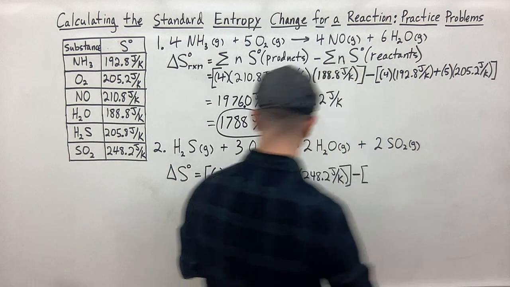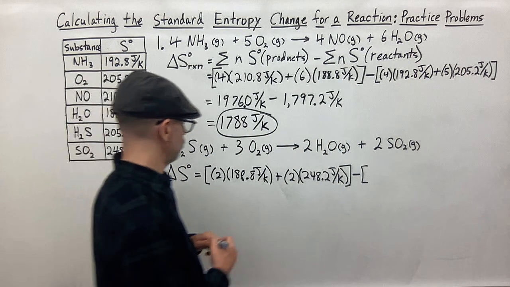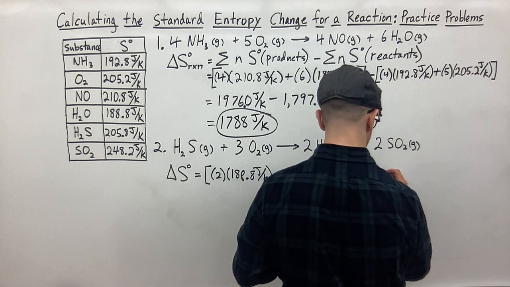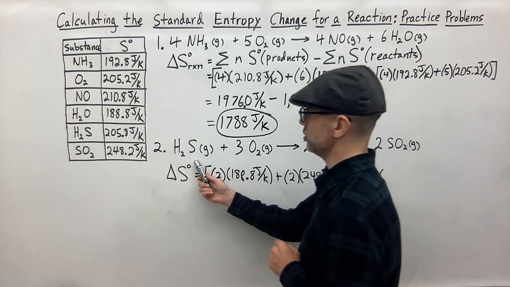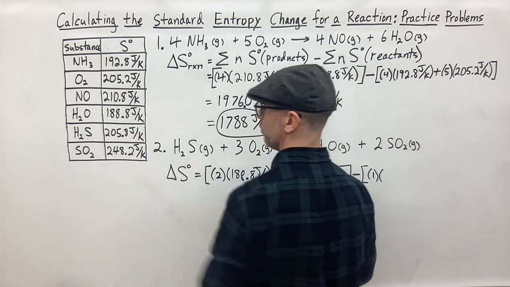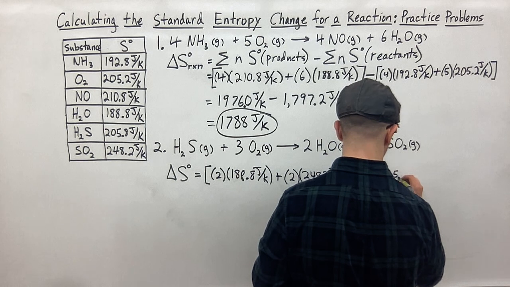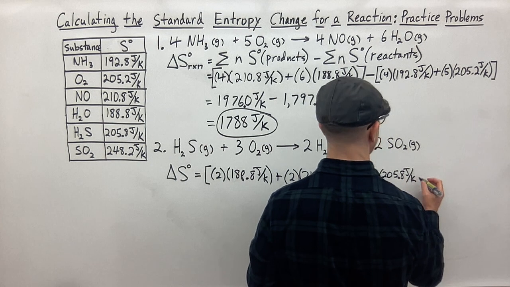So I'll put my square bracket. And again, so I have 1 H2S. So I'm going to just put a 1 there just to be complete. And I'm going to multiply that by that for the H2S. So H2S is 205.8. So that's 205.8 joules per Kelvin.